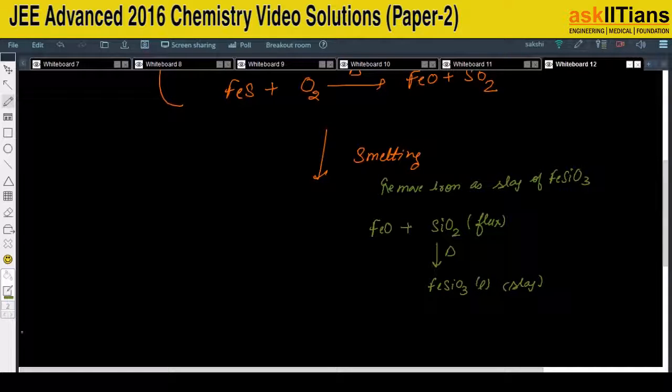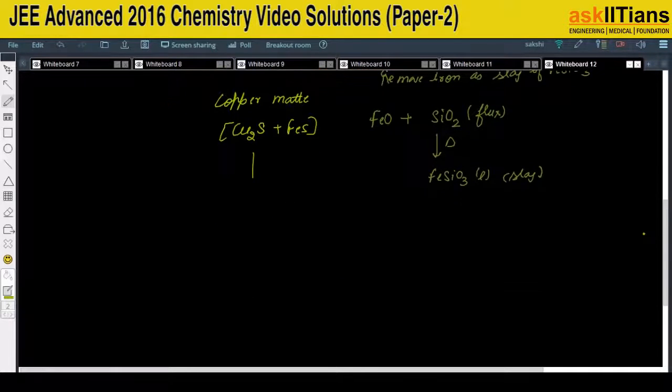Now once it has undergone the smelting procedure, we can say you will be getting a copper matte, which is nothing but Cu2S plus FeS. Now this is asked to undergo self-reduction. So if it will undergo self-reduction, then this self-reduction, you should know, occurs in Bessemer's converter.